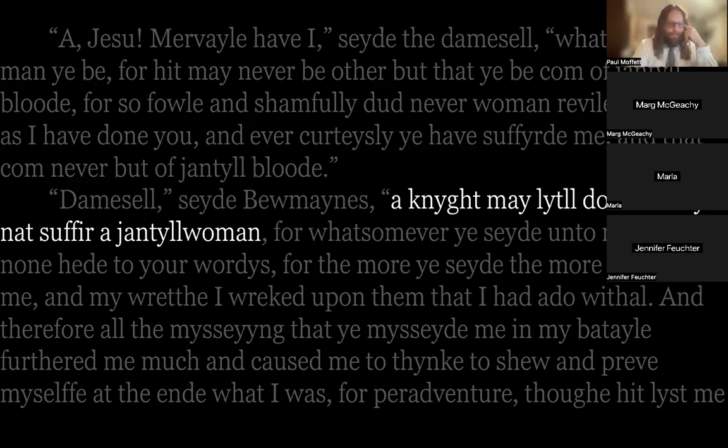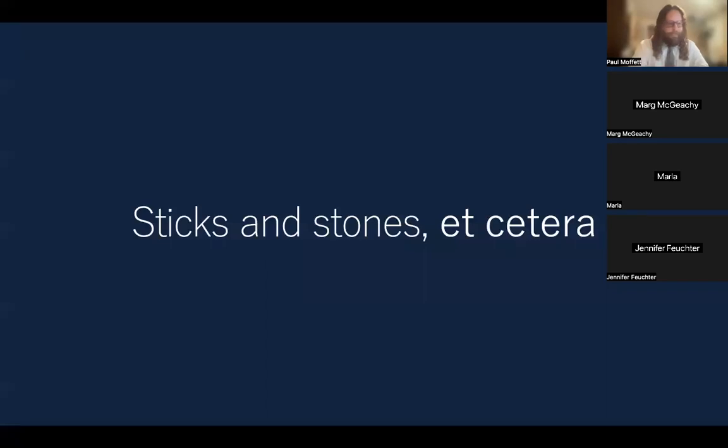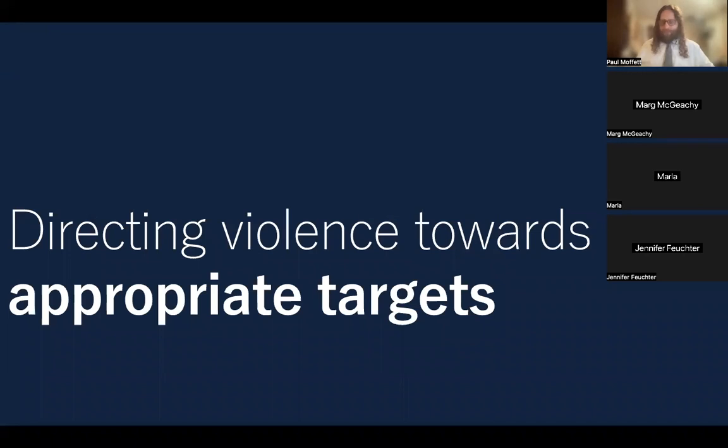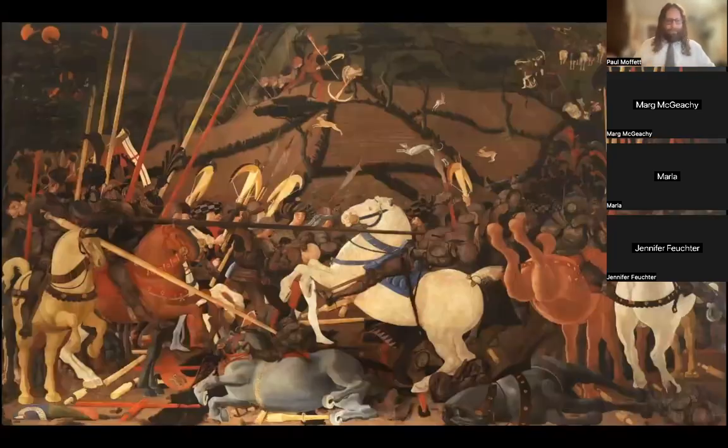But I think more interestingly, he says, "For whatsoever you said, I took none heed to your words," like sticks and stones may break my bones. "But the more that angered me, what you said angered me, the more I wreaked out my wrath on appropriate targets." He directs his violence towards appropriate targets instead of towards the woman who is insulting him. It fuels his anger, and then he attacks the other knights instead of the lady who's insulting him.